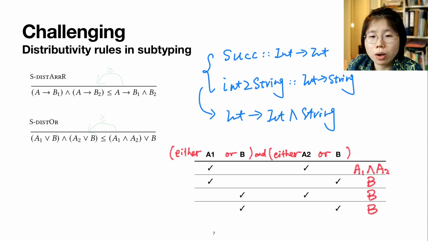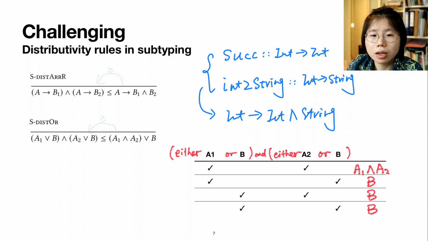In the first one we show here, it distributes intersections over functions. And the rule is also in the BCD subtyping. In the second rule, intersection and union types distribute over each other. Note that in both rules, if we flip the direction, the subtyping judgment is also derivable in the subtyping relation. So the two types are actually equivalent.